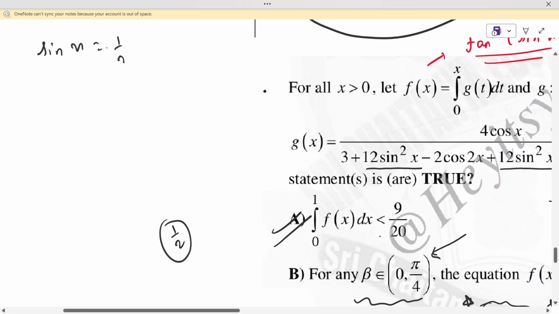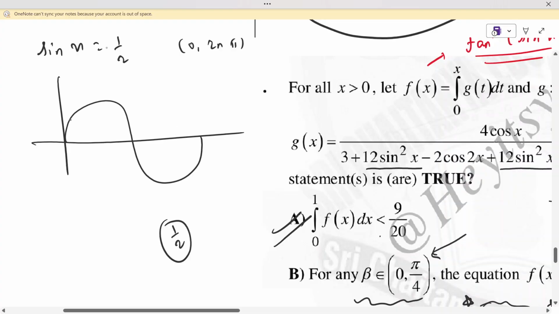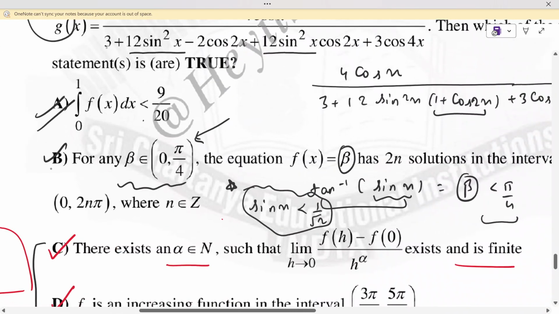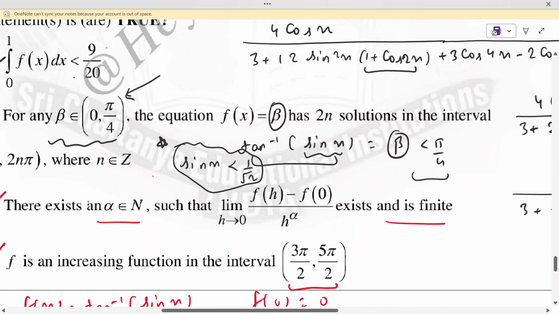0 to 1 by 2, isn't it? So taking 0 to pi, I will obtain what? Two solutions, right? For n equal to 1, I am getting two solutions. Then again I will get four solutions. What it means is, for n equal to 1 we are getting two solutions, for 2 we are getting four solutions. So it's also correct.